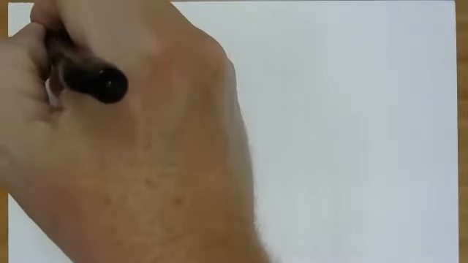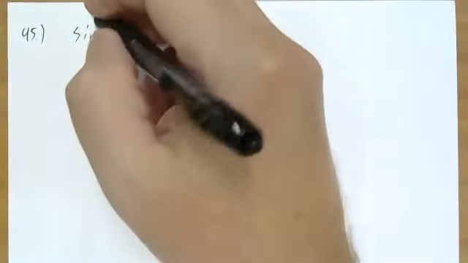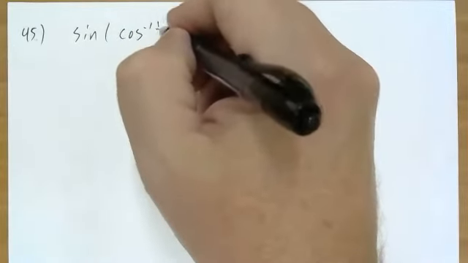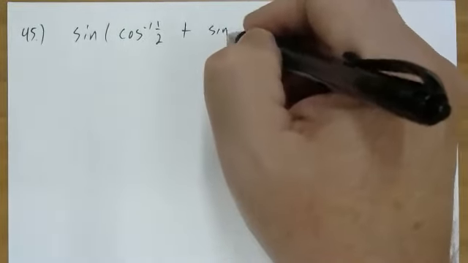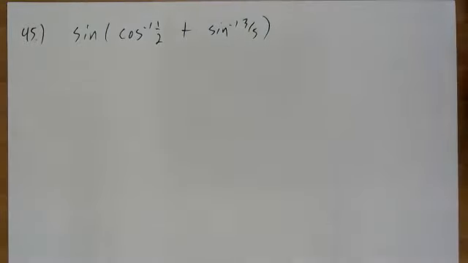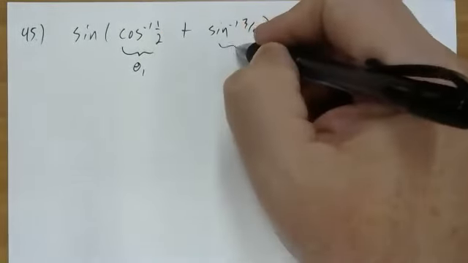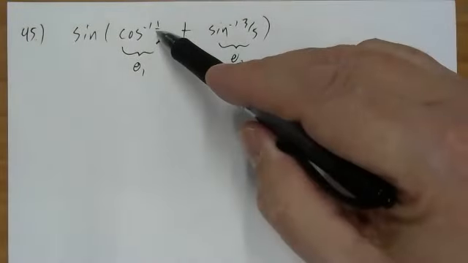$45. Looks like the last one, but a little bit of a twist. It's going to make a little more work involved. The sine of the inverse cosine of 1/2 plus the inverse sine of 3/5. Once again, these are angles. Now this is a special angle.